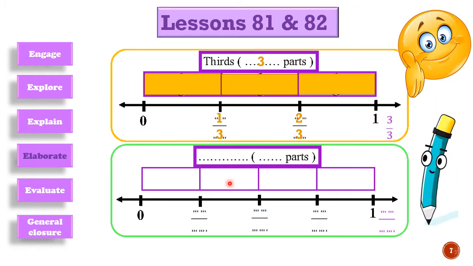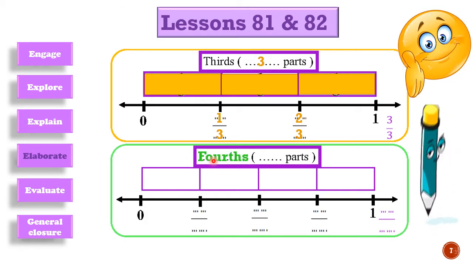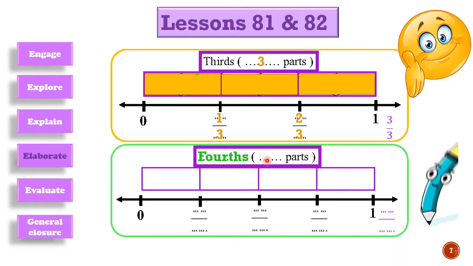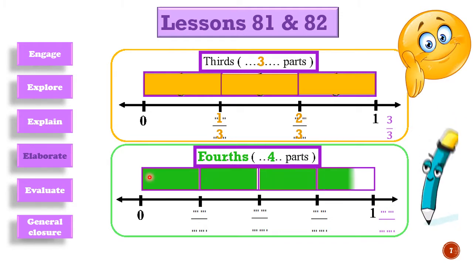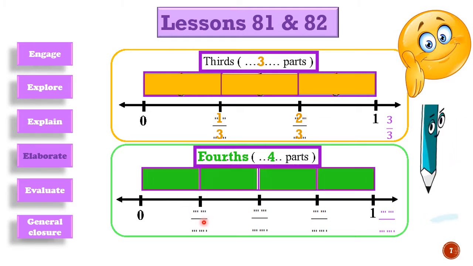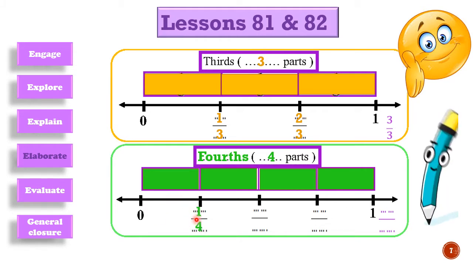Now here in this one we have no name and no parts, but we can distribute it from our fraction strip. 1, 2, 3, 4. 4 equal parts. Then it will be fourths, because fourth has 1 in numerator and 4 in denominator. It will be fourths. And how many parts? 4 parts. First part, second part, third part, and the fourth part. This part in our number line will be a fourth.